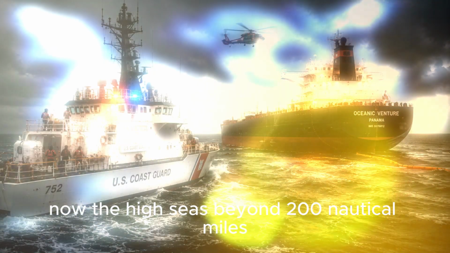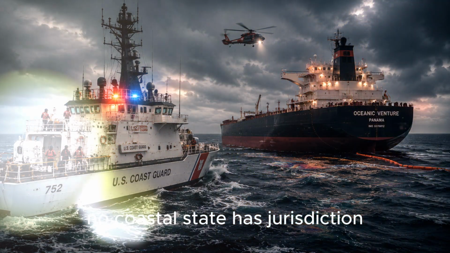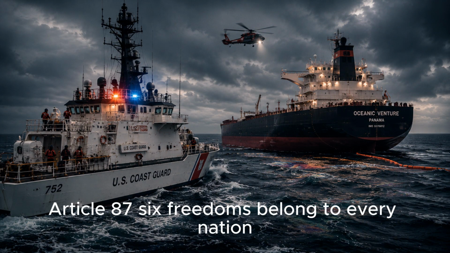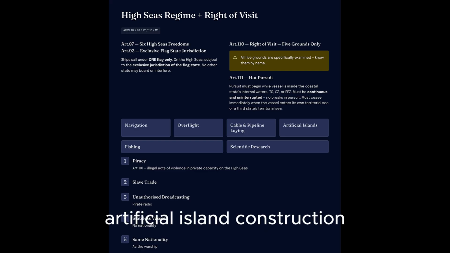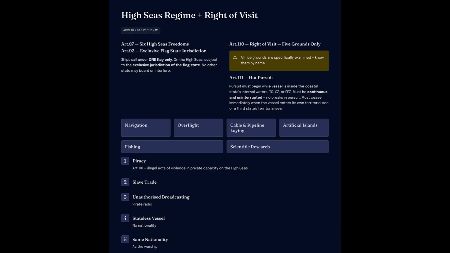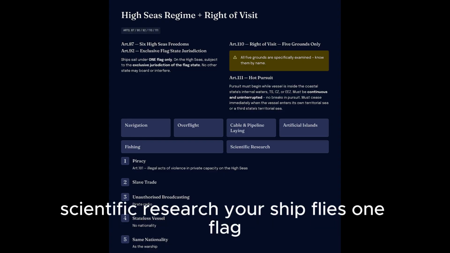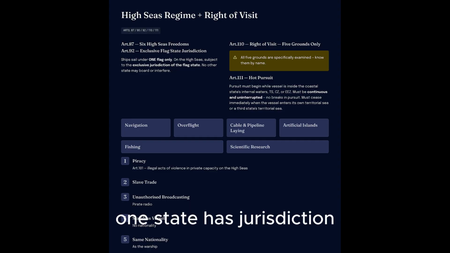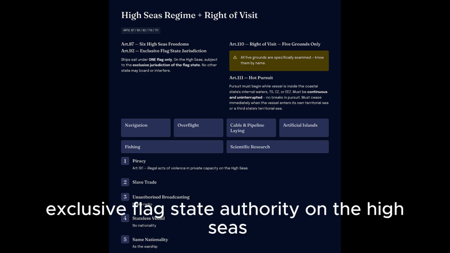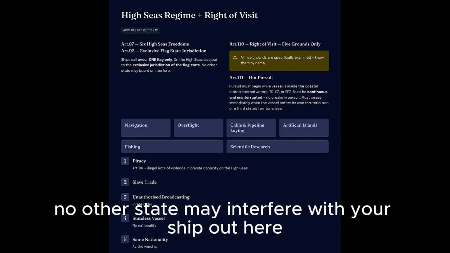Beyond 200 nautical miles, no coastal state has jurisdiction. Article 87, 6 freedoms belong to every nation. Navigation. Overflight. Cable laying. Artificial island construction. Fishing. Scientific research. Your ship flies one flag. One state has jurisdiction. Article 92, exclusive flag state authority on the high seas. No other state may interfere with your ship out here.